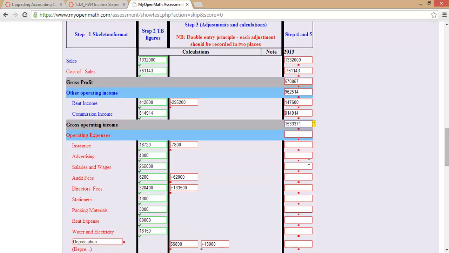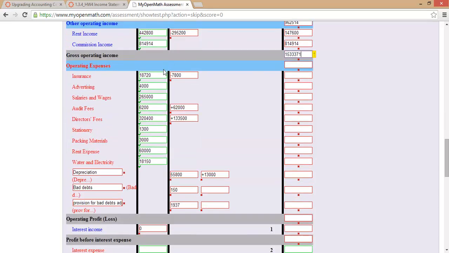Alright, then we can do the same for our expenses. You can add up each line item and fill it in, and then total all your operating expenses. So I'm going to do that quickly. You can do that yourself. Right, that then comes to 901,357.